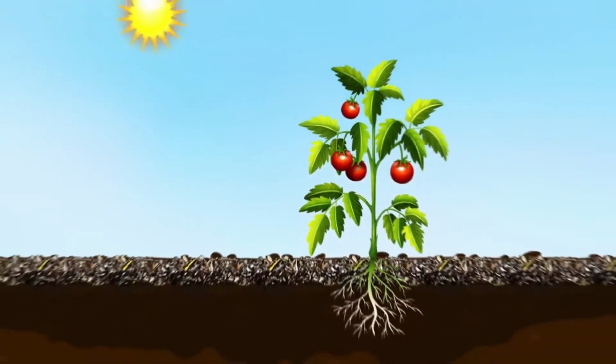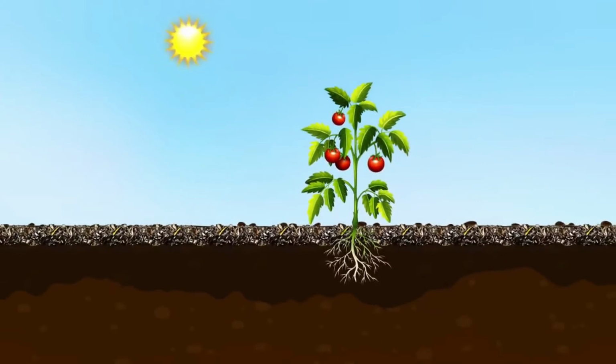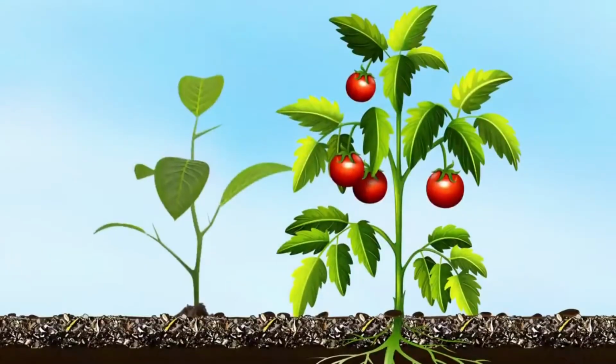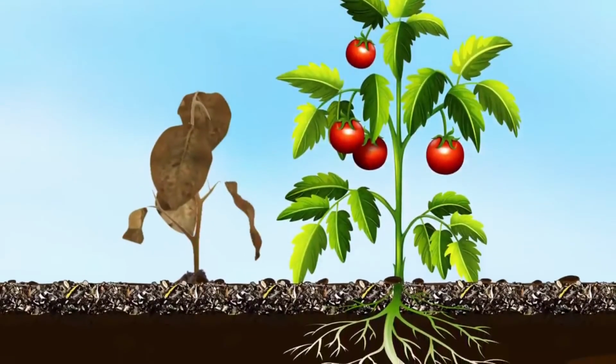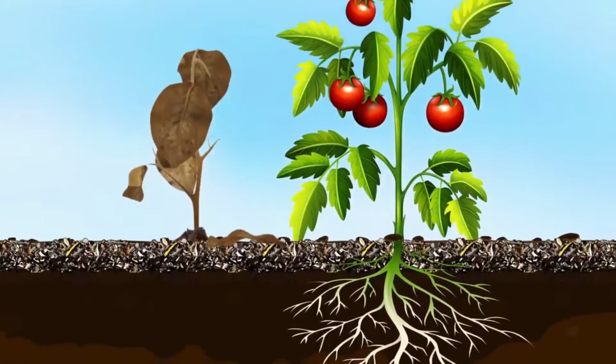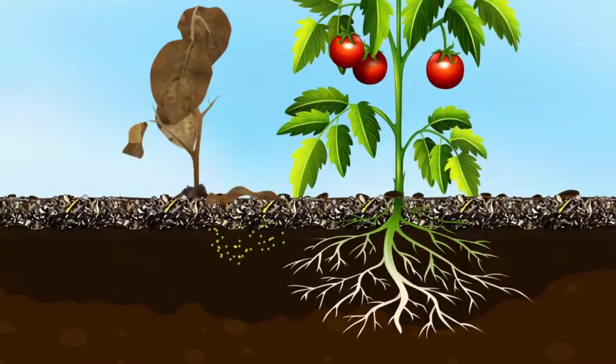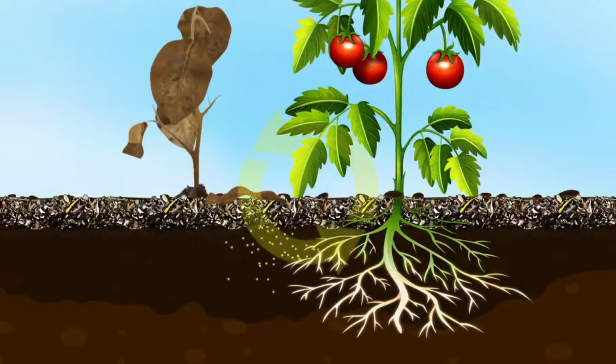Fortunately for plants, there's a rich source of nutrients right under their feet, in the soil parent material and in organic matter. When dead plant material, or organic matter, falls to the surface of the soil, it's gradually decomposed by microorganisms. Nutrients are then released into the soil, in plant-available form. The next generation of plants then absorbs these nutrients, and so nutrient cycling begins again.